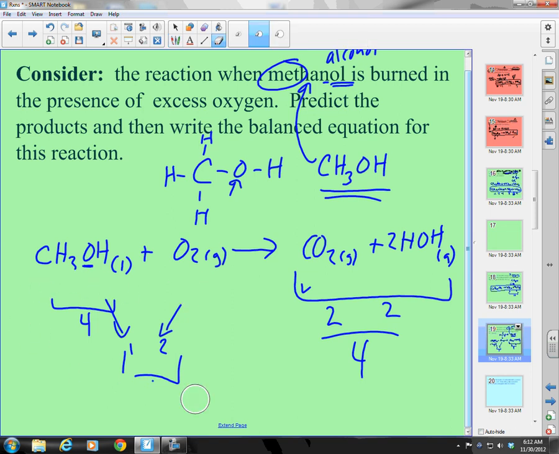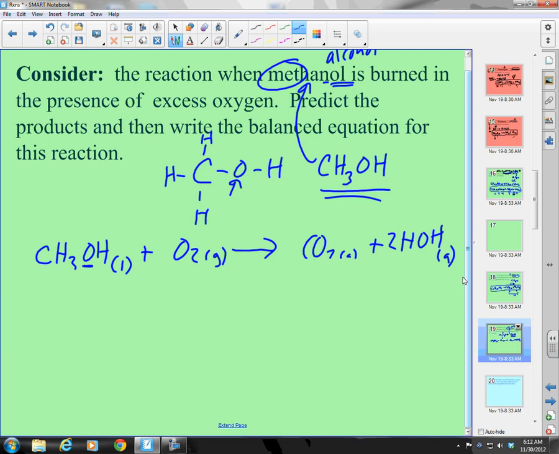Well, in this case, I am going to start all over. Instead of a 1 in front of here, I'm going to put a 2 in front of here. Got it? Good. So now, 2 carbons. So what do I have to do on this side? Put a 2 over here. So for hydrogens, I've got 4 times 2, so I have 8 hydrogens. So I need to make this a 4, because I have 2 hydrogens times 4 is 8.